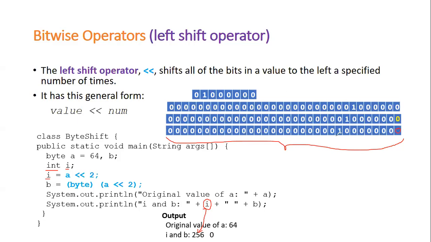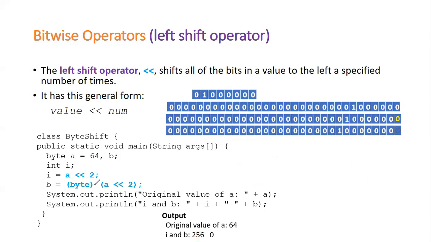Now, what is the number of this? I need to convert this binary number to the corresponding decimal number. So how to convert? This is 1, this is 2, this is 4, this is 8, this is 16, this is 32, this is 64, this is 128, this is 256. I got 256, so the value of i is 256. With respect to i, I'm going to consider 32 bits, because i is of type integer. Is it right, students? Yeah, fine.